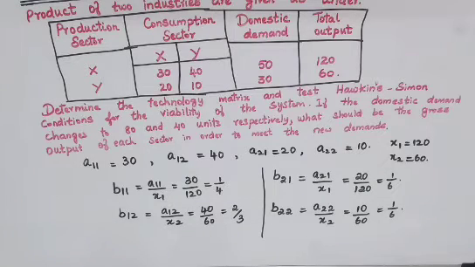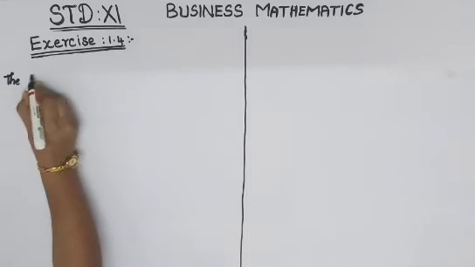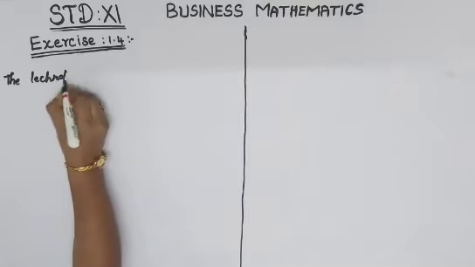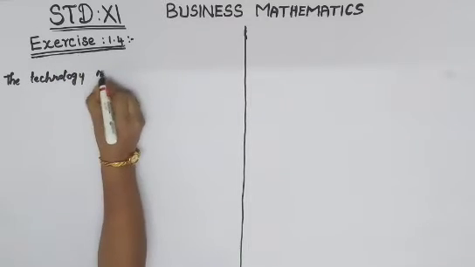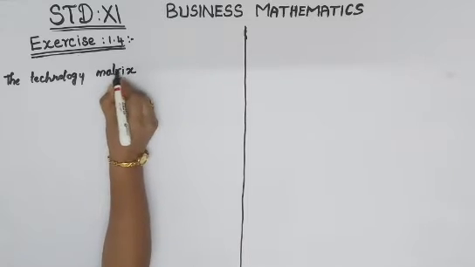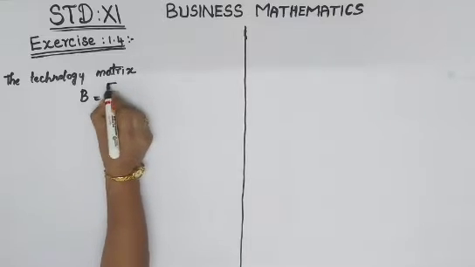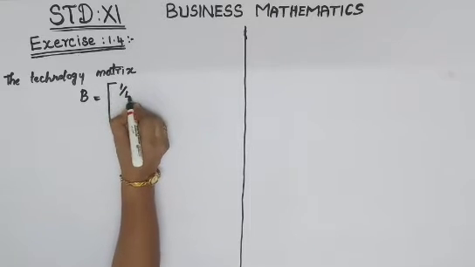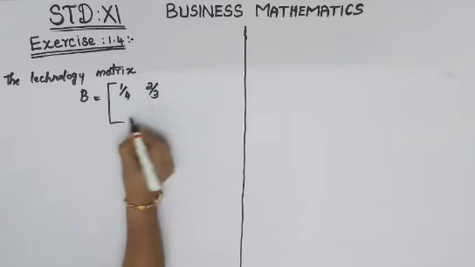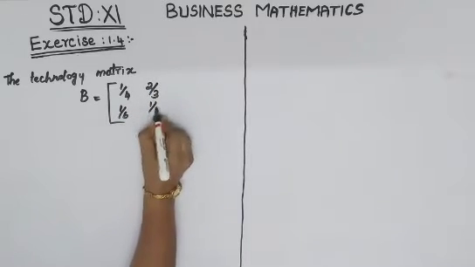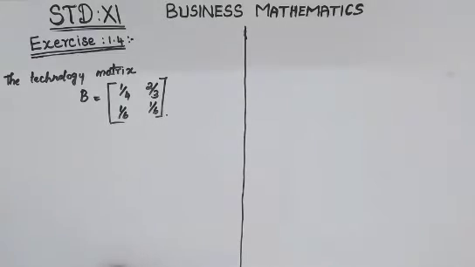So this is your technology matrix B. For that only we are finding all these elements here: B11, B21 and B12, B22. So now you will have to frame the technology matrix. What we have found, those elements you will have to frame as B. So B is equal to 1 by 4, 2 by 3, 1 by 6, again 1 by 6. So now this is your technology matrix B.